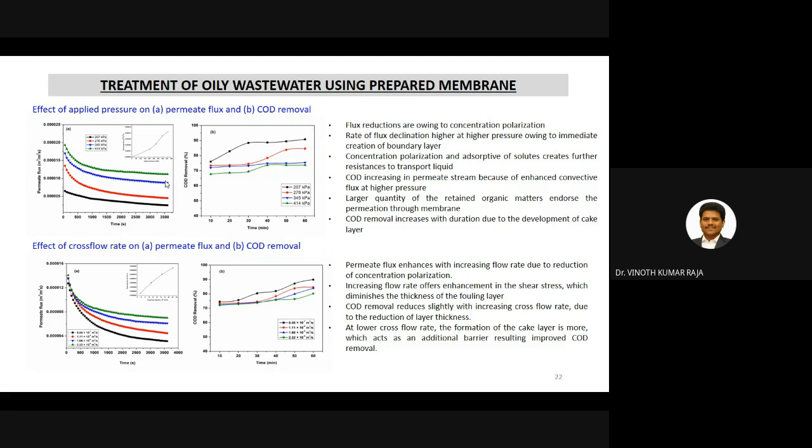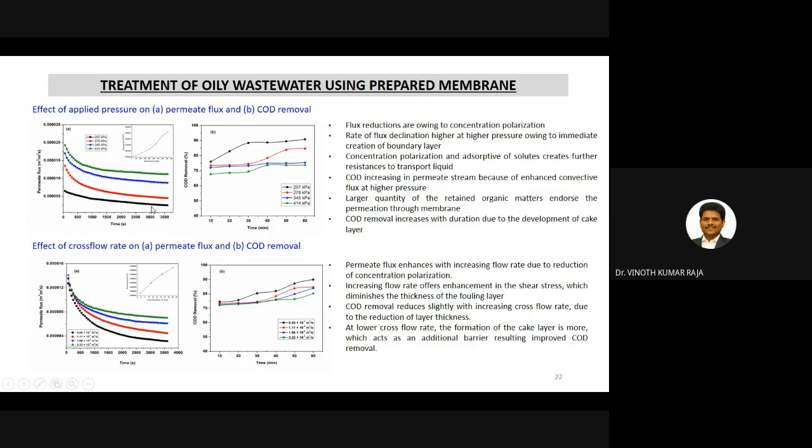However, the permeate flux does not follow a linear trend as in the earlier case. This is due to the concentration polarization, and also adsorption of the organic solids, which are highly present in the dairy wastewater, and that creates resistance to the transport of liquid through the membrane. Similarly, the rate of flux decline is higher at higher applied pressure. That is due to the sudden formation of an organic layer on the membrane surface, which makes the membrane fouling faster in this case.